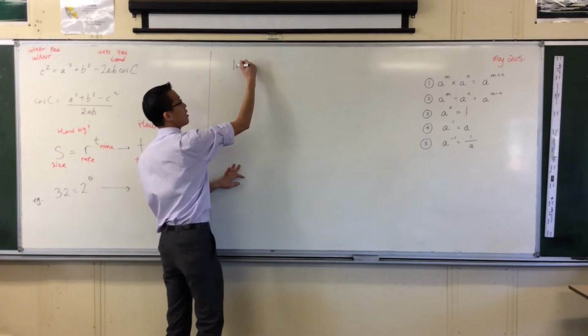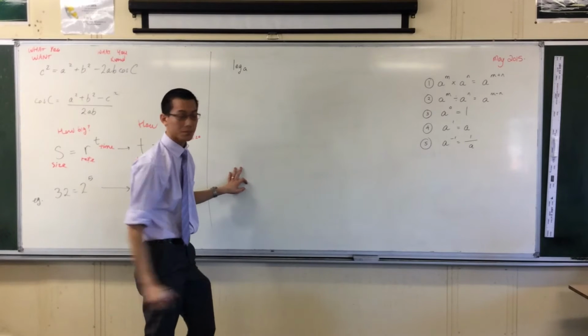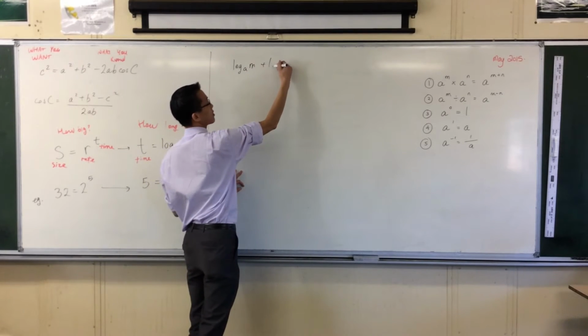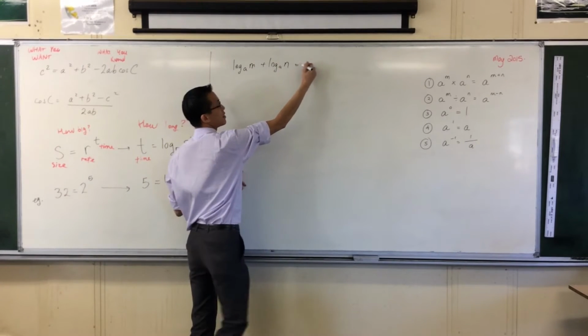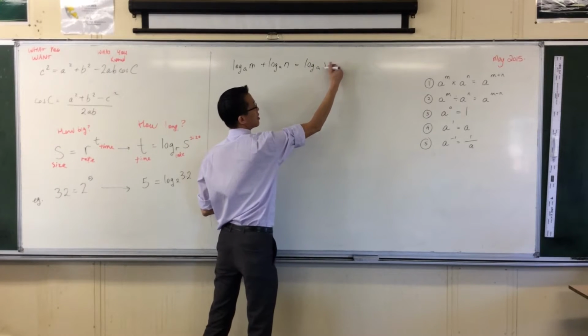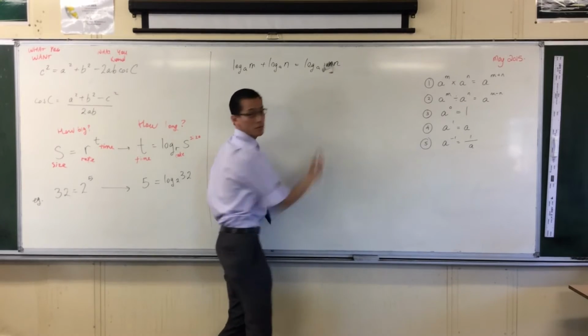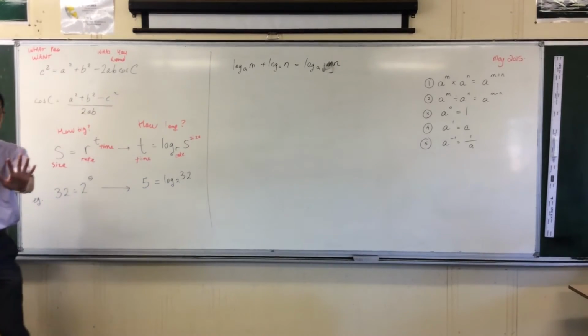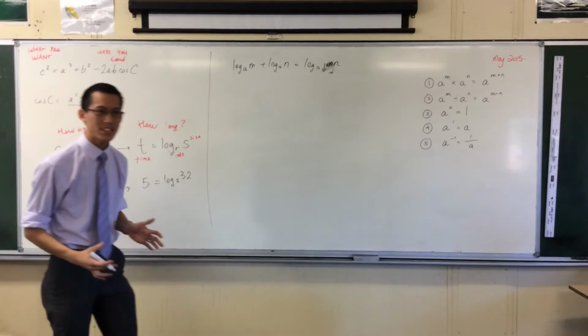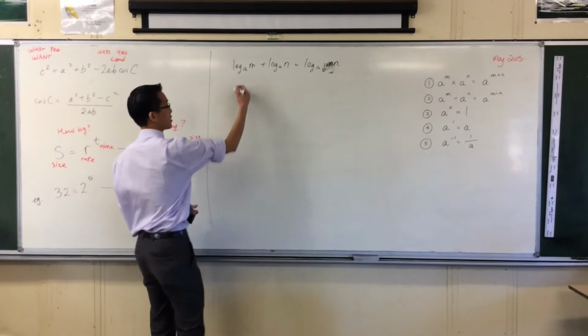Log base A of m plus log base A of n is equal to log base A of m times n. Sorry, yeah, I've got m's in. Times. Yeah. Okay, now, stop. That's the law. But why does it work? Let's punch the numbers in this time, okay?